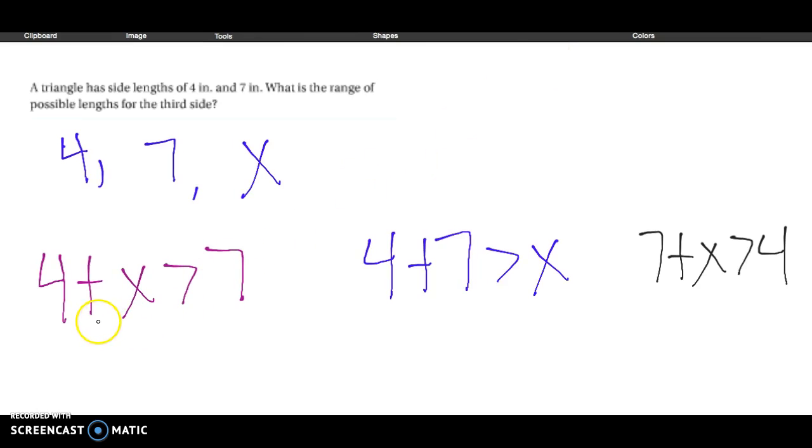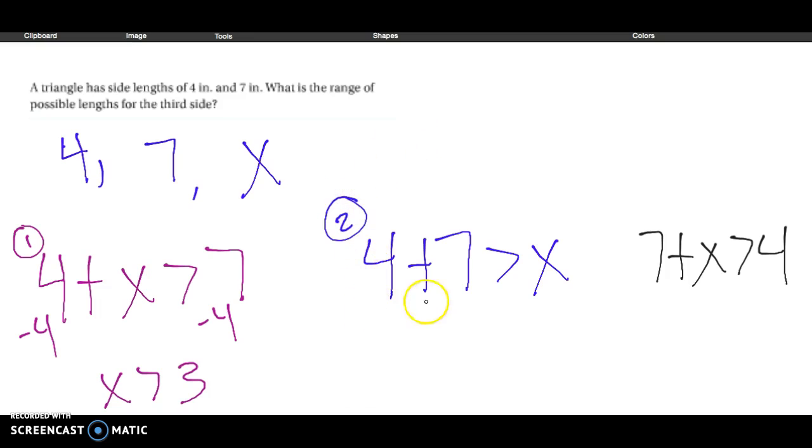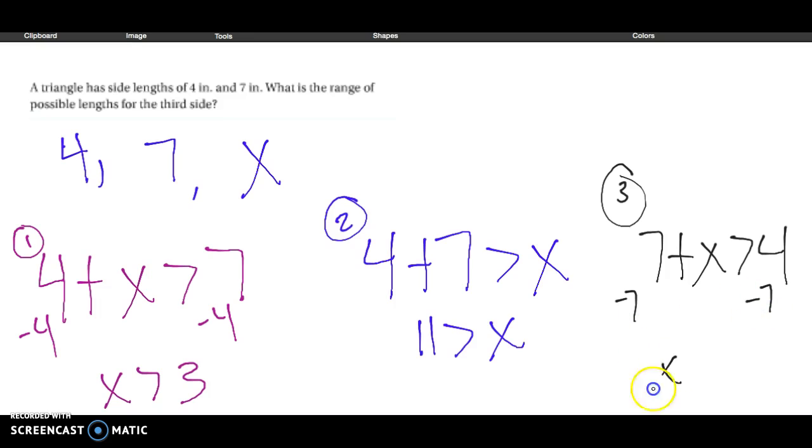So if I start with this first one, subtract 4 from both sides, that gives me that x has to be greater than 3. If I go over here to the second one in the middle, 4 plus 7 is 11. So it tells us that x has to be less than 11 this time. 11 is greater than x, or x is less than 11. And then if I go over here on the end to this third one, subtract 7 from both sides, I get x has to be greater than negative 3.